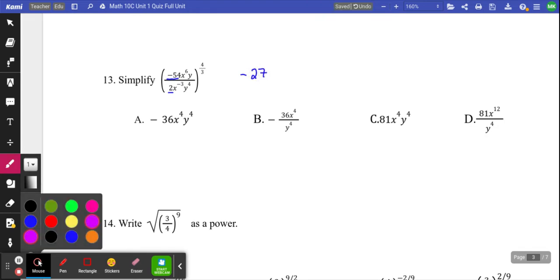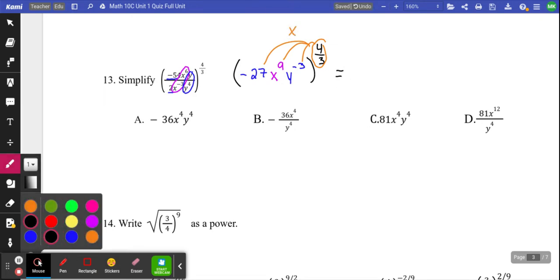Then I'm going to look at my x values. X to the 6, x to the negative 3. Subtract those exponents. 6 minus negative 3 is 9. And then I'm going to look at my y's. I have y to the 1, y to the 4. That becomes y to the negative 3. And then that exponent on the outside is still there. Perfect. Now we'll bring this in. And it's going to multiply to all those exponents.